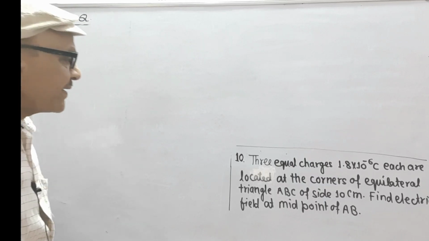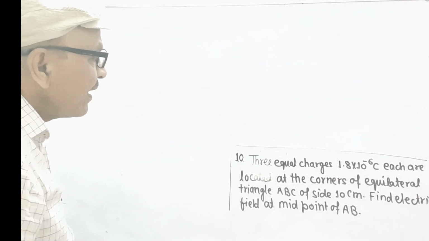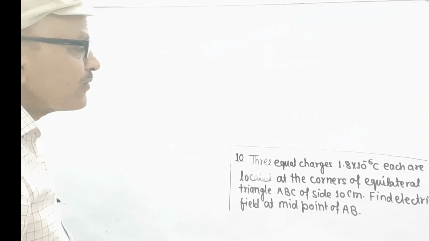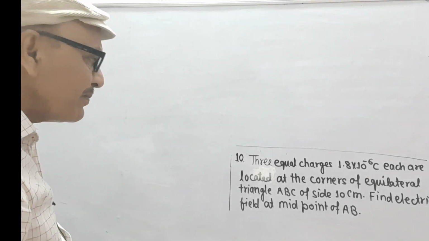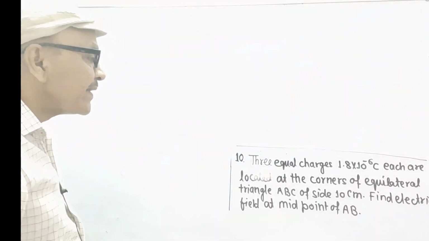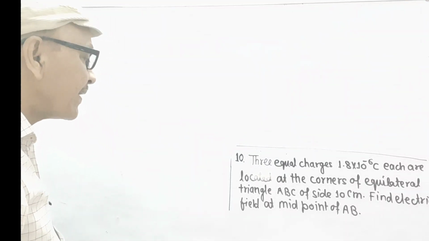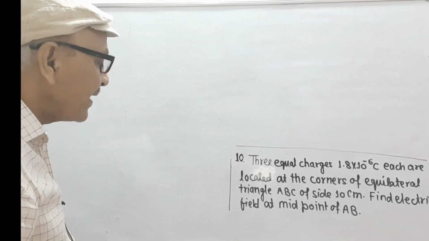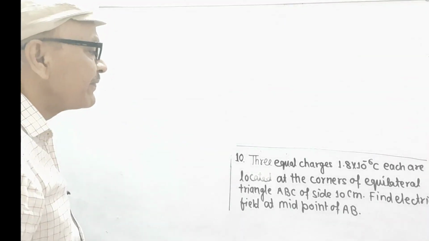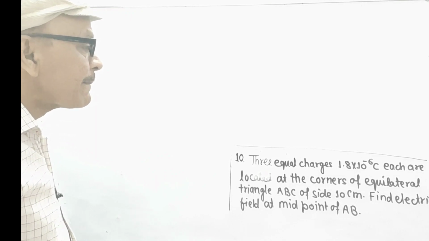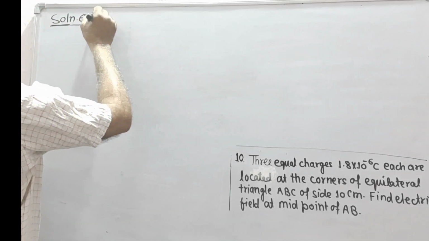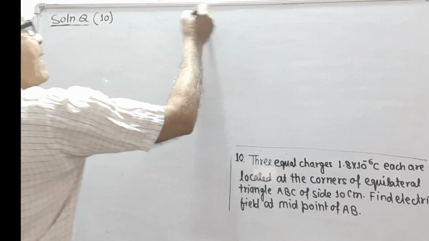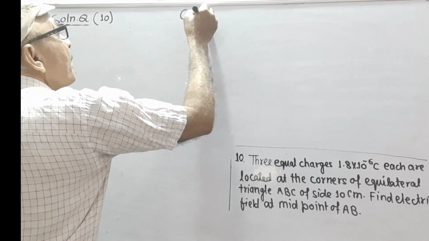Next question number 10. The question is 3 equal charges 1.8 into 10 to minus 6 coulomb each are located at the corners of equilateral triangle ABC of side 10 cm. Find the electric field at midpoint of AB. Here, solution to question 10, given.